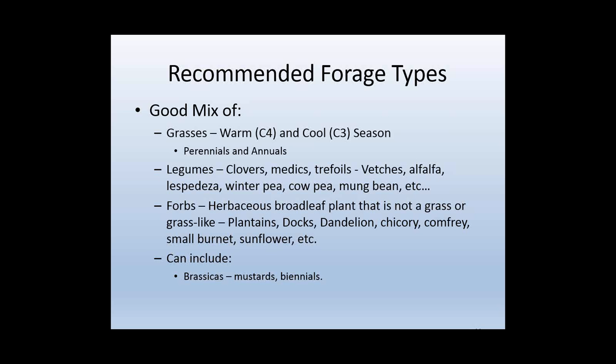And we like to have a combination of both C3 and C4 grasses so that we can extend that grazing season, and a combination of legumes and forbs that predominate in both the cool season and the warm season. And we've been able to do this through both interseedings of perennials and annuals, or through tapping of the latent seed bank.